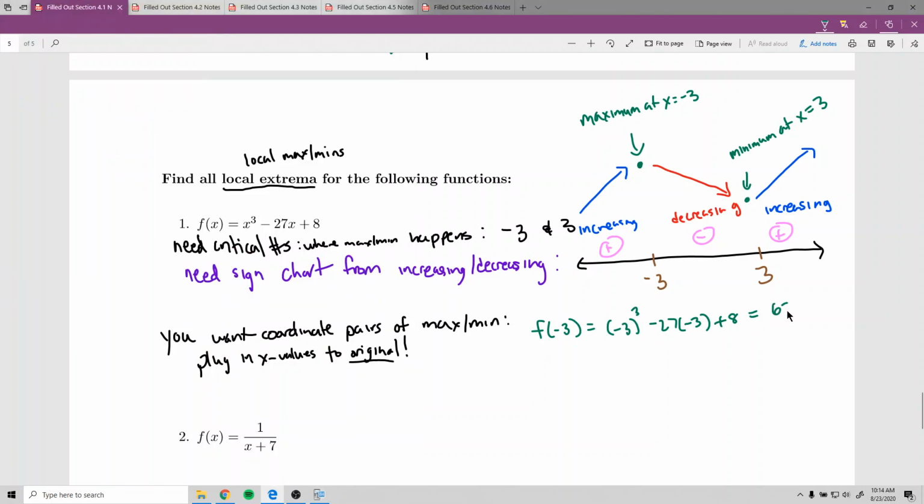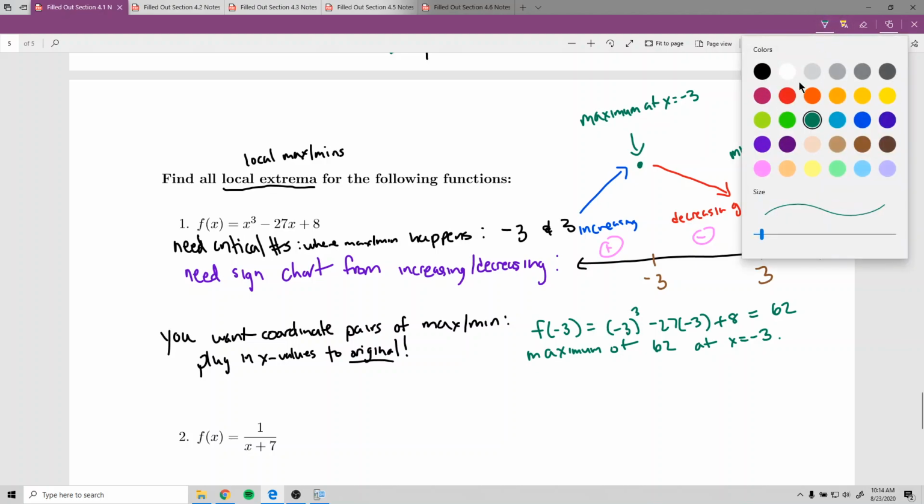$62. So we have a maximum, right? That was a maximum of the y value of 62 at x equals -3. Or you might write it as the coordinate pair -3 comma 62, just depends what the question wants.